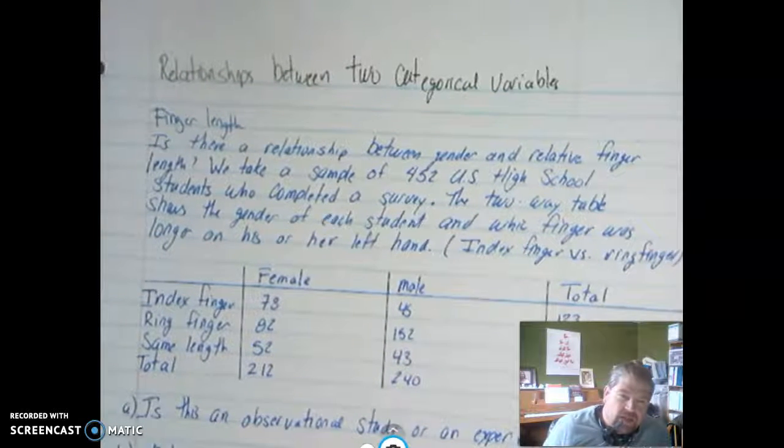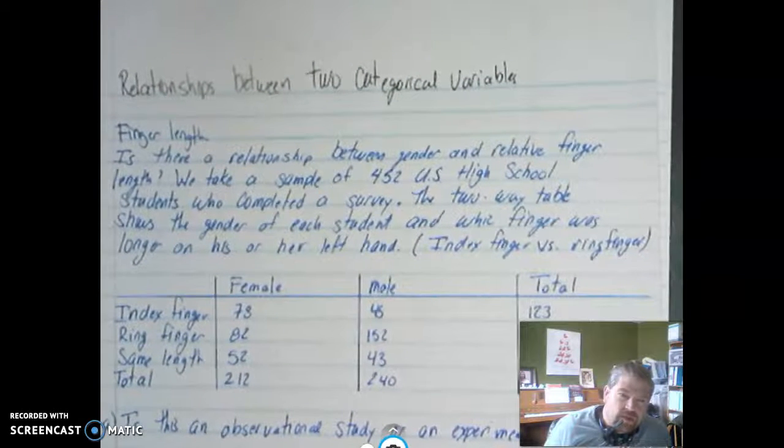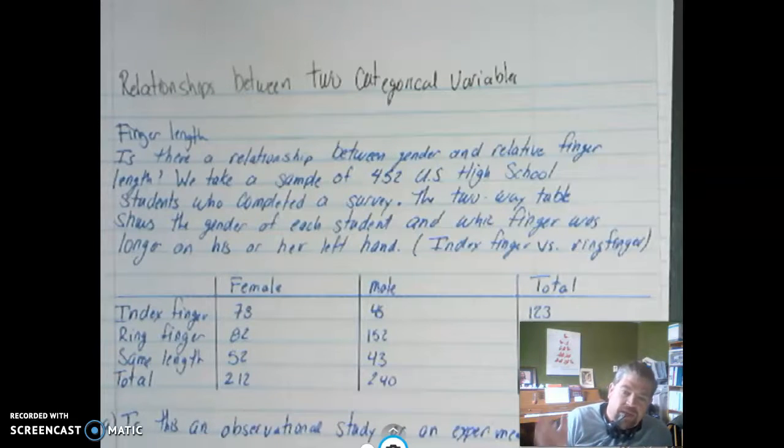Okay guys, in this couple of videos we're going to be looking at the relationship between two categorical variables. Now remember, categoricals are where we actually can put things into different categories. Quantitative is when we can count. Categories are where we label it, like blue eyes, green eyes, hazel eyes, and that type of thing.